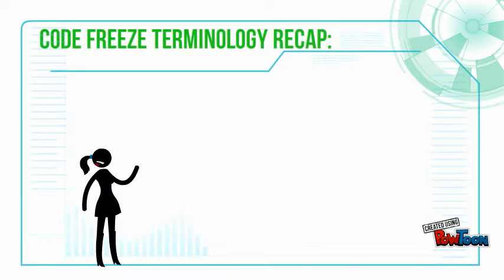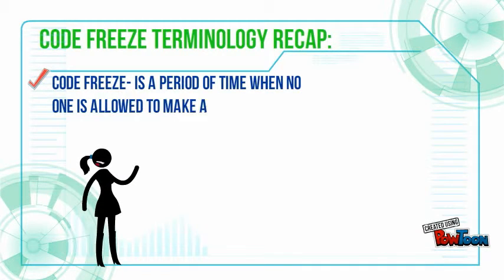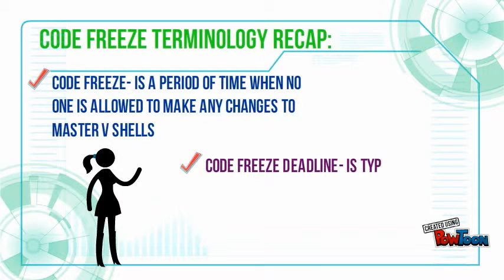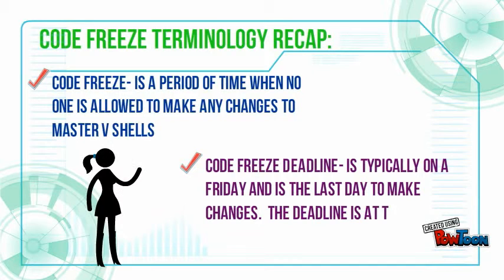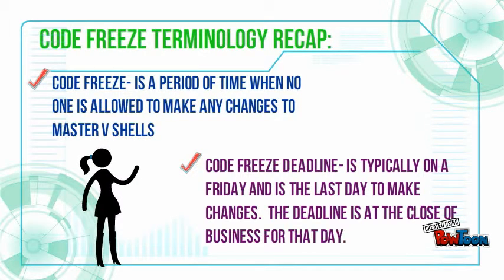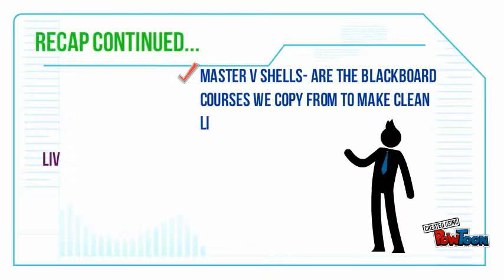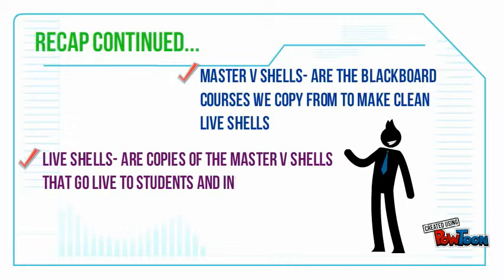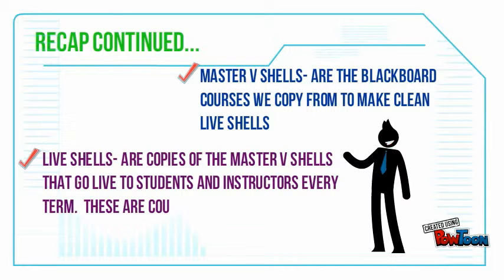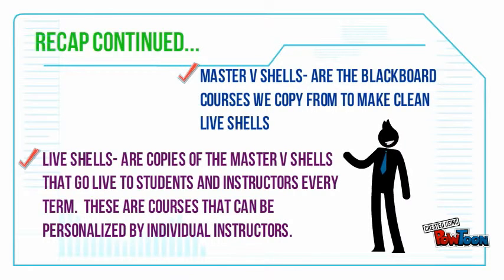So to recap, code freeze is a period of time when no one is allowed to make changes to the Master V shells. The code freeze deadline is typically on a Friday and is the last day to make changes. The deadline is at the close of business for that day. Master V shells are the Blackboard courses we copy from to make clean live shells. Live shells are copies of the Master V shells that go live to students and instructors every term. These are courses that can be personalized by individual instructors.